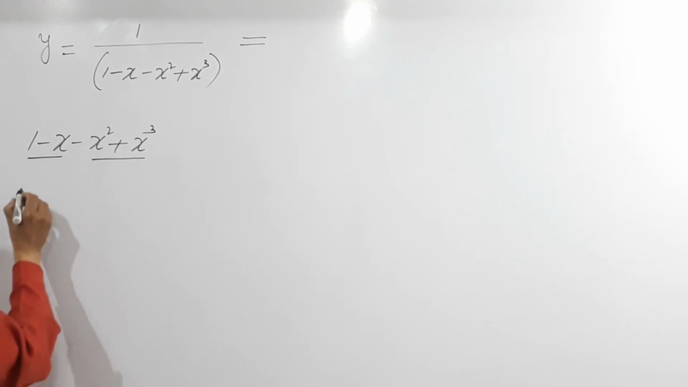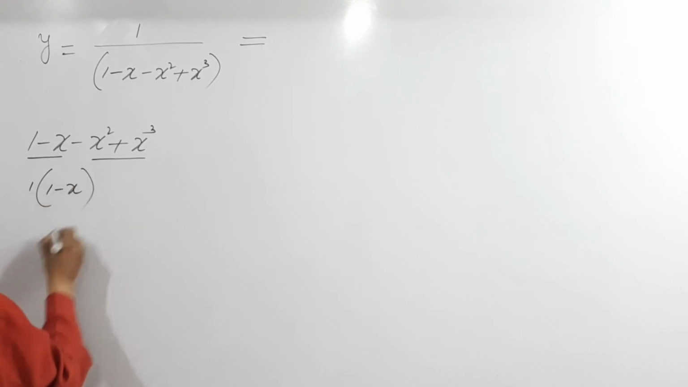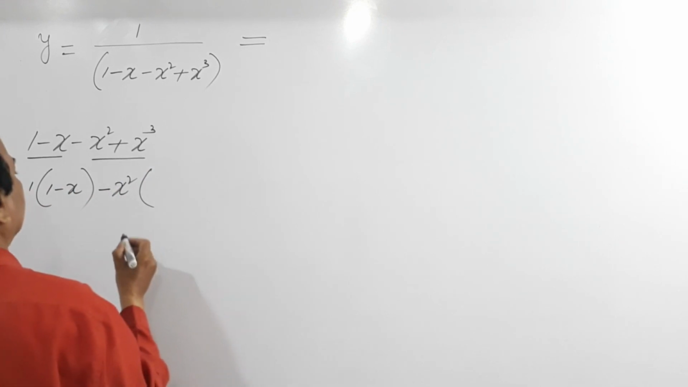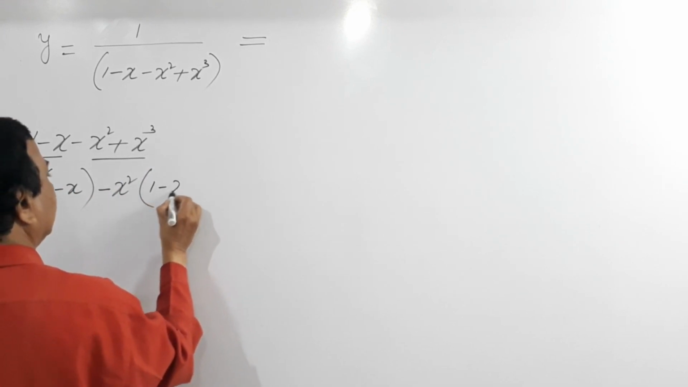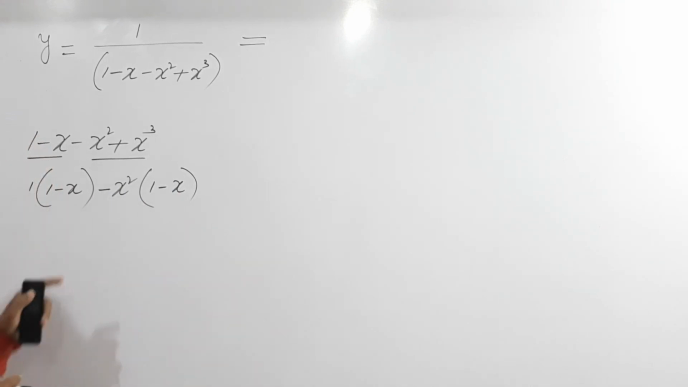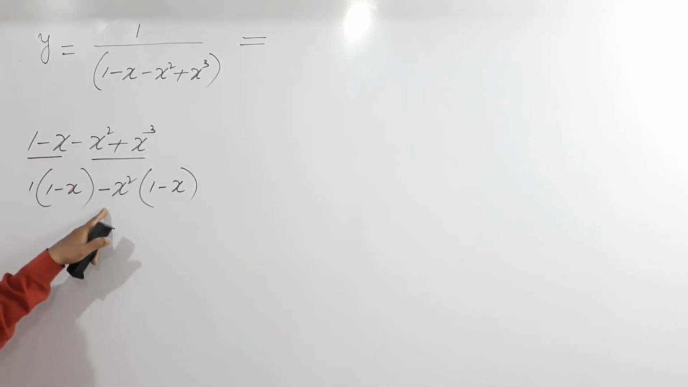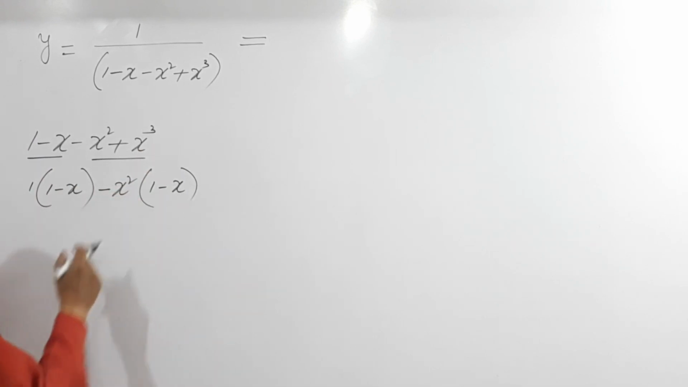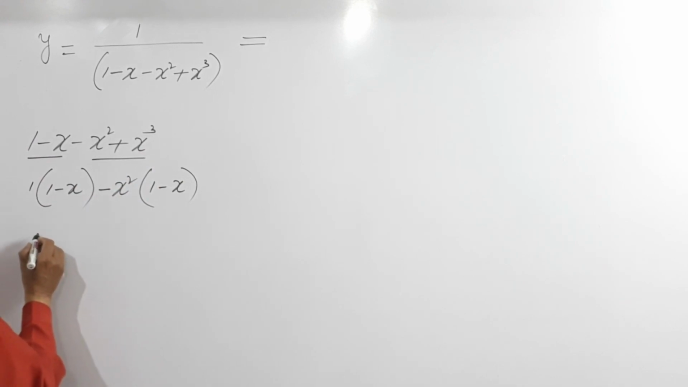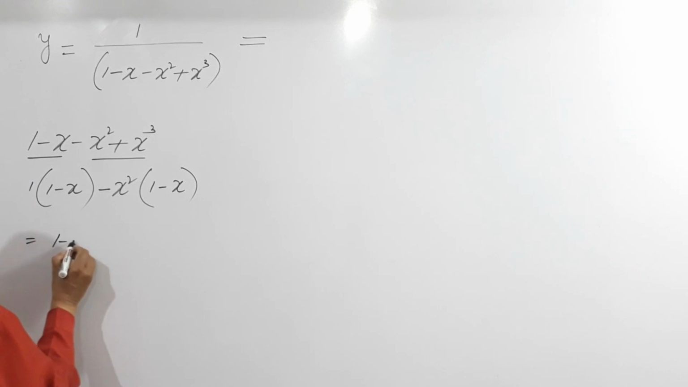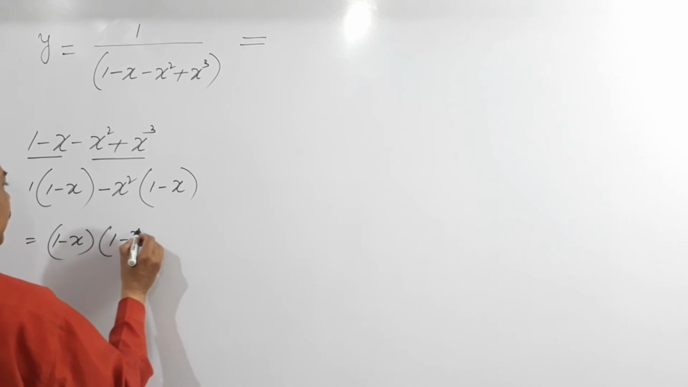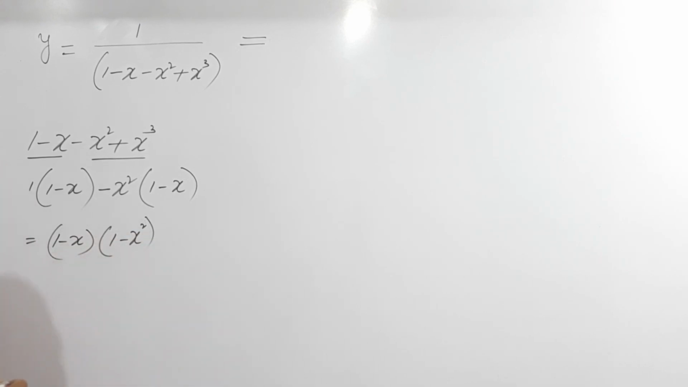What is common here? 1 is common, that is 1 minus x. So I take minus x square common. So this becomes what? 1 minus x. So see, if you multiply, you get the same thing here, minus x square, minus into minus plus, so x cube. So what is common here? This is equal to 1 minus x into 1 minus x square.